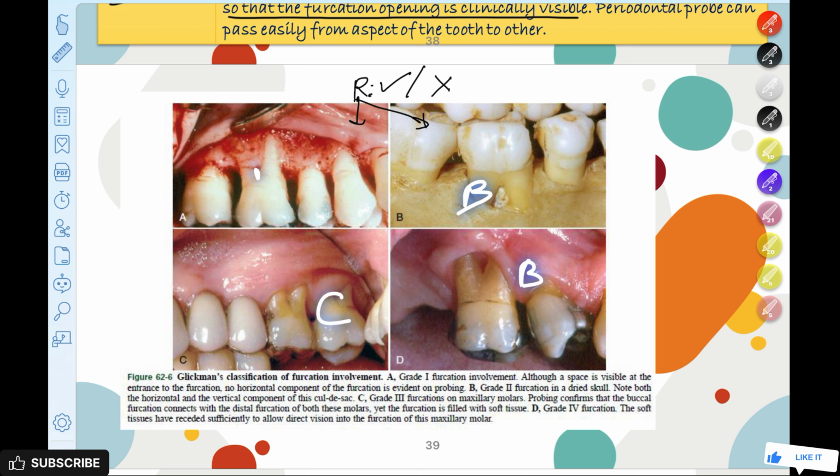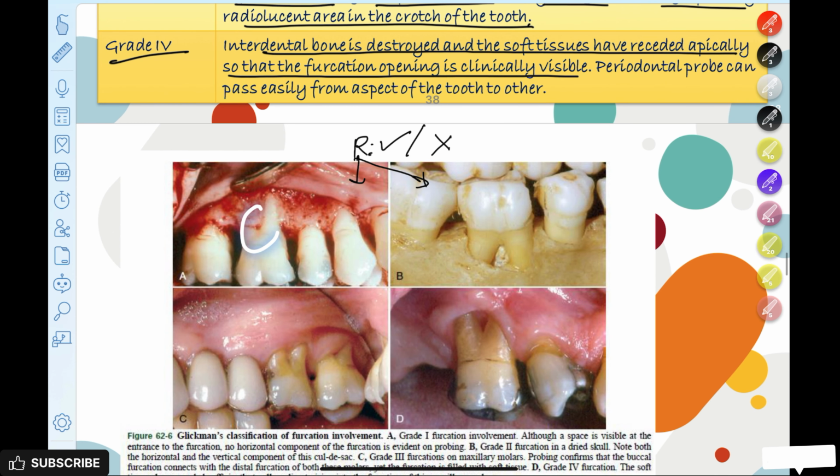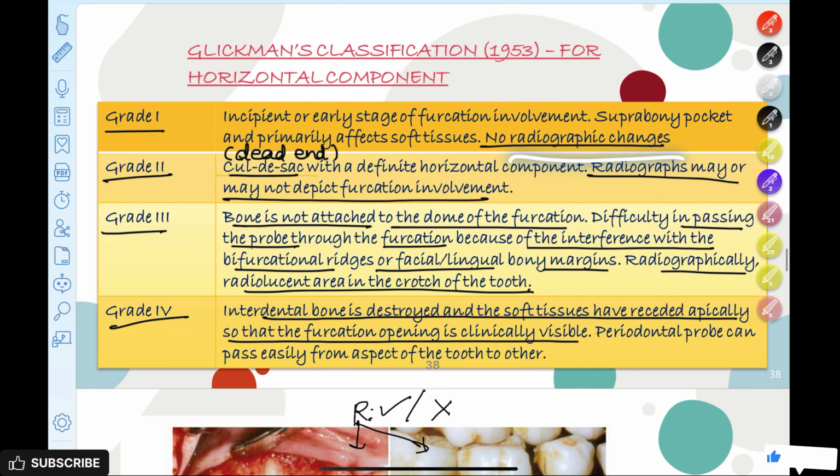As you can see, only a depression is seen. So you have to keep the Nabers probe here. You can see a depressed area. So this is grade 1, that is the incipient or early stage of furcation involvement, supra bony pocket, and primarily affects soft tissues. It has only affected the soft tissues and there are no radiographic changes.